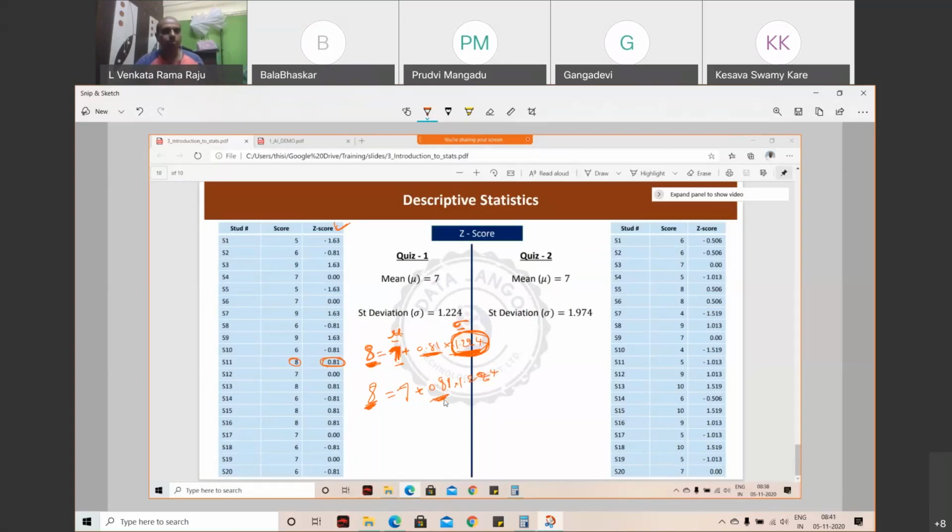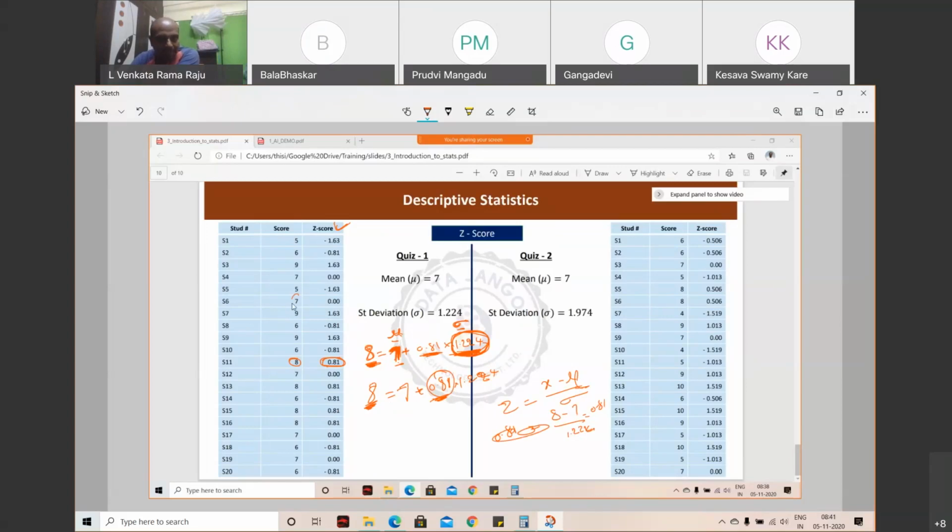So this is called a Z-score. Z-score is one number that explains how far a number is from the mean in terms of standard deviation. To calculate this, you need to use a formula. Z-score is equal to (X minus mu) by sigma. This number, 0.81, I got by subtracting the mean and dividing by 1.224. If I do this, I'll get 0.81.